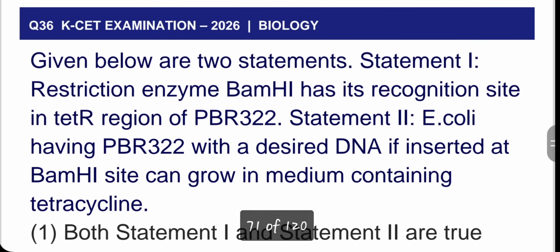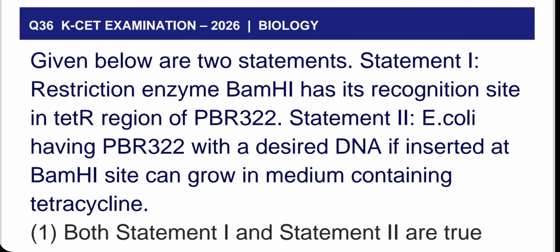Statement 1, restriction enzyme BamHI has its recognition site in the tetracycline region of pBR322. Statement 2, E. coli having pBR322 with a desired DNA, if inserted at the BamHI site, can grow in medium containing tetracycline. So statement 2 is incorrect, statement 1 is correct, because if you are going to insert a gene, insertional inactivation happens. Since BamHI is in the tetracycline site, tetracycline resistance is lost.